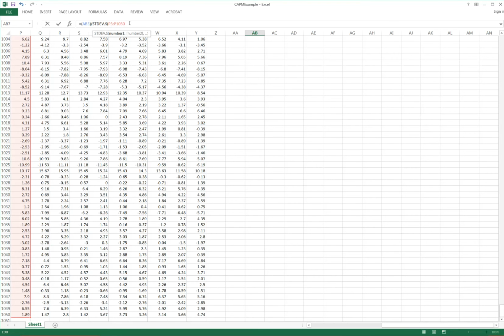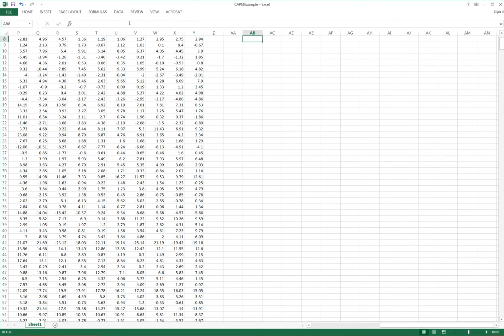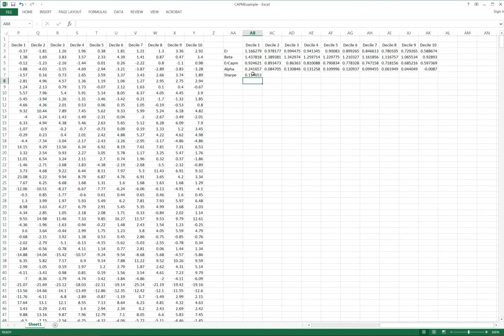Looks like I need a parenthesis here. Put that in. And there's the Sharpe ratio. So that's the slope of a line running from the risk-free rate through this first decile portfolio in our expected return standard deviation space. And if I copy that over, I can get the Sharpe ratios for all of the portfolios. Again, here, bigger Sharpe ratios are better because it gives us a better investment opportunity.